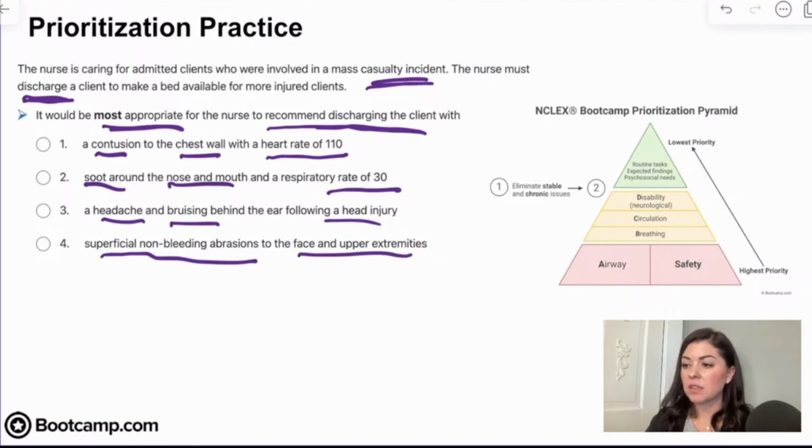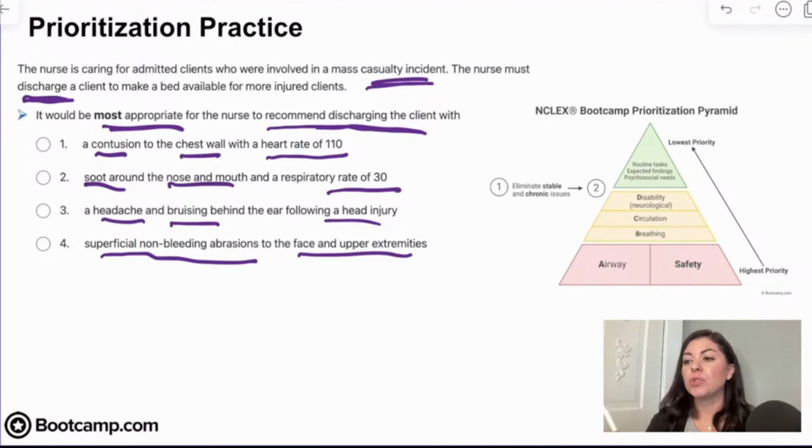And I know you guys love option 4 already, but one of the reasons I wanted to do this practice question is I've put some very high yield or very emergent conditions in this question I want you guys to be thinking about as you do prioritization items.